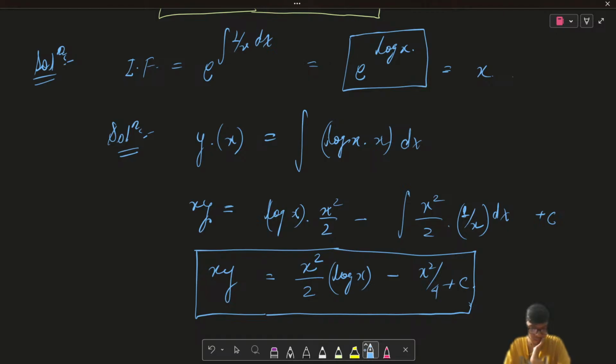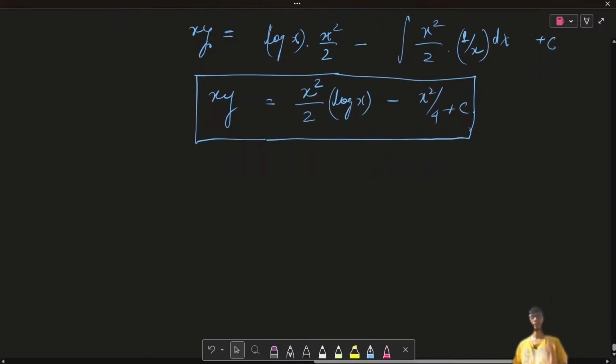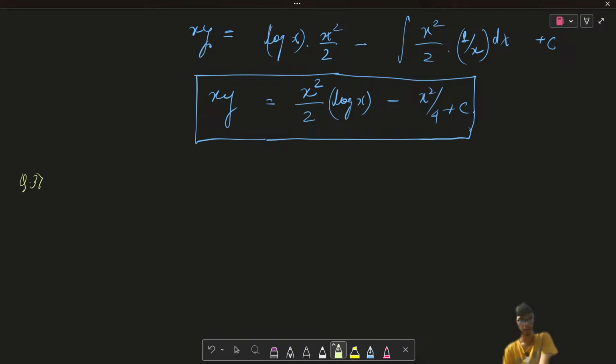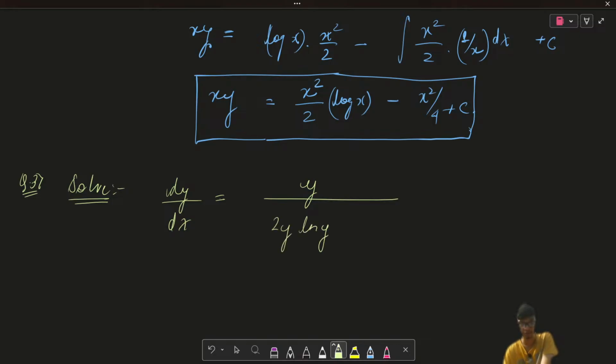Okay. So let's try to move to the next problem. Now this is going to be an interesting problem. So let's try to see the question again. Solve the following differential equation that is given as dy upon dx is equal to y upon 2y natural log of y plus y minus x.